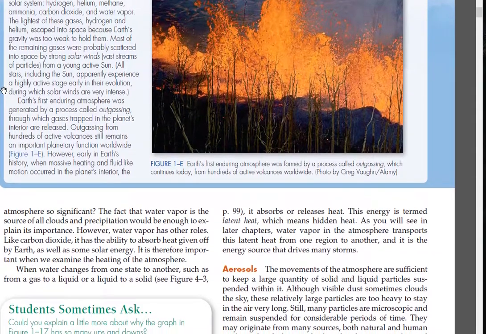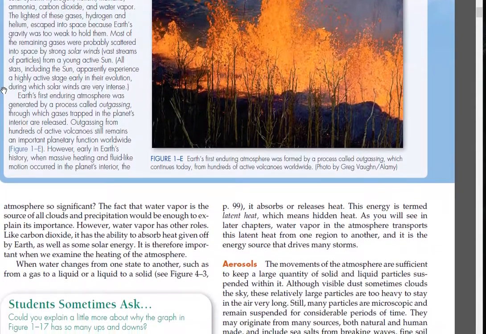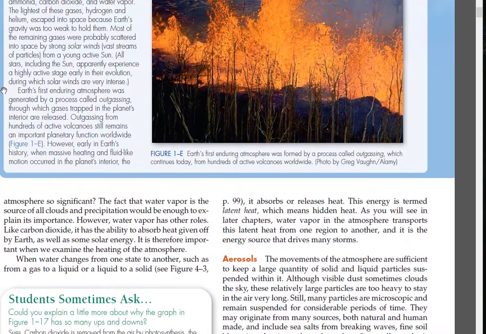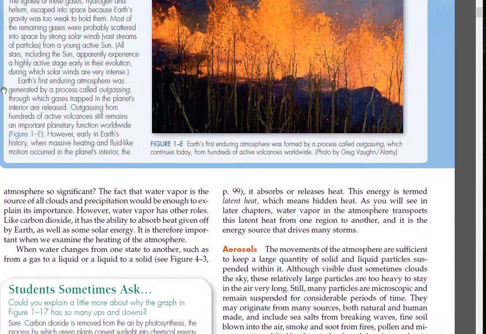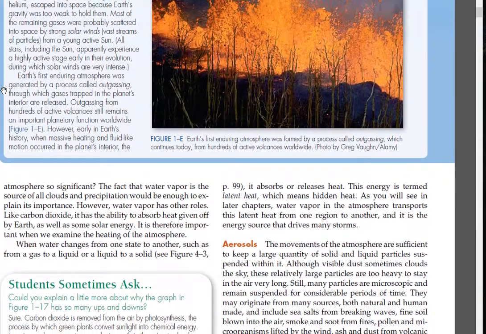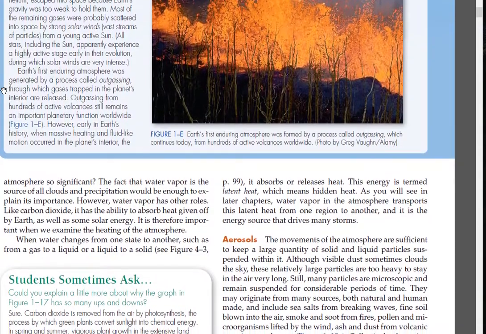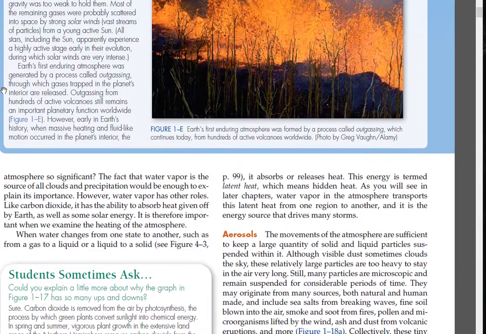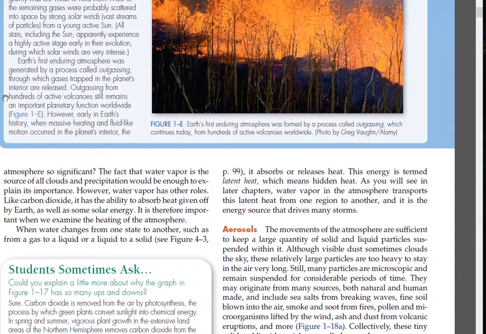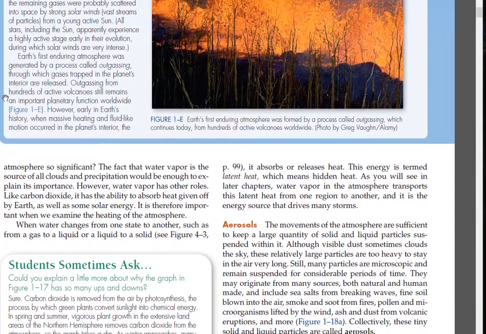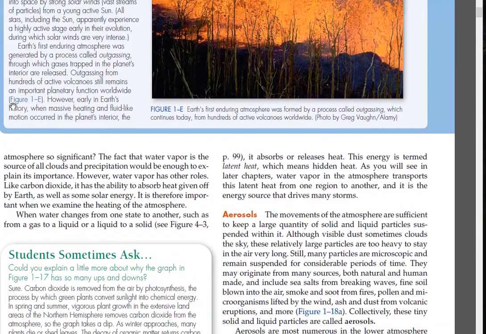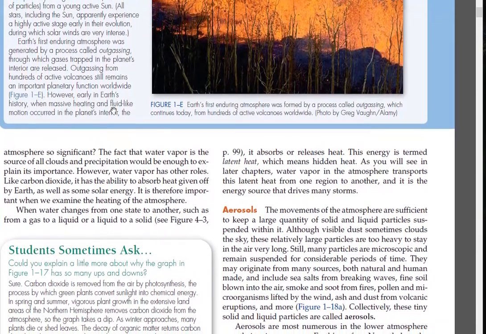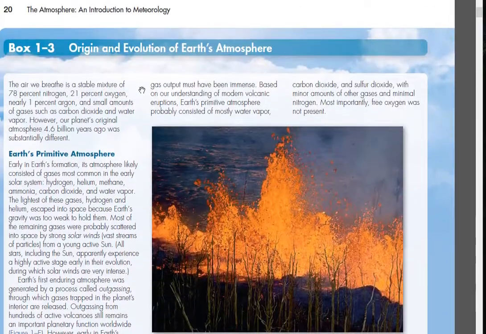Earth's first enduring atmosphere was generated by a process called outgassing, through which gases trapped in the planet's interior are released. Outgassing from hundreds of active volcanoes still remains an important planetary function worldwide (Figure 1e). However, early in Earth's history, when massive heating and fluid-like motion occurred in the planet's interior, the gas output must have been immense.